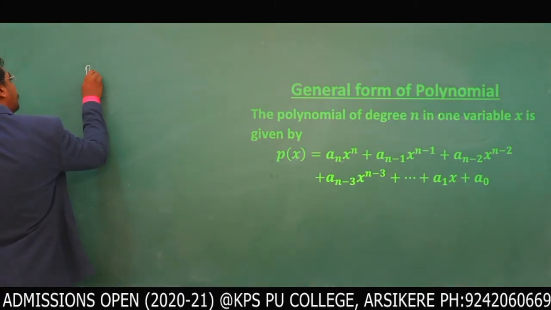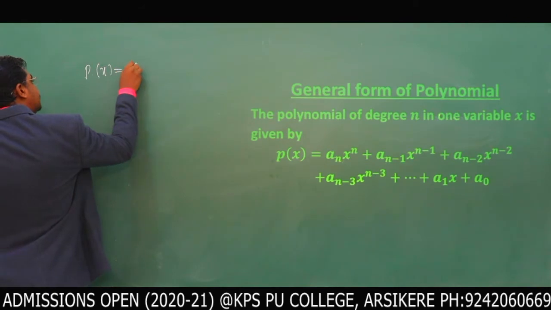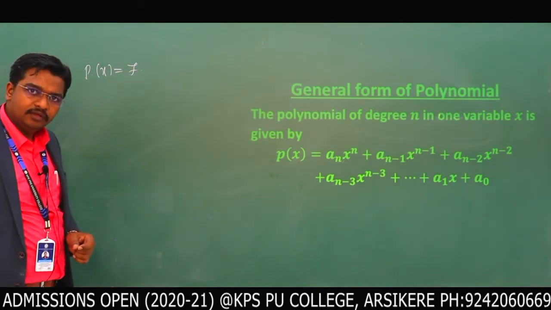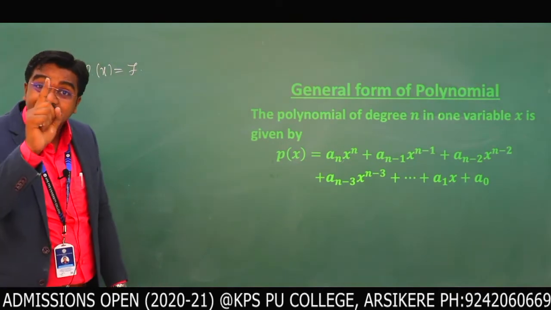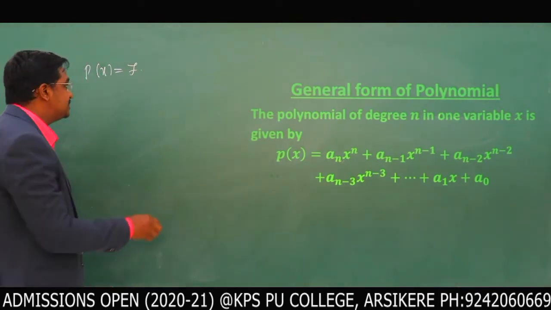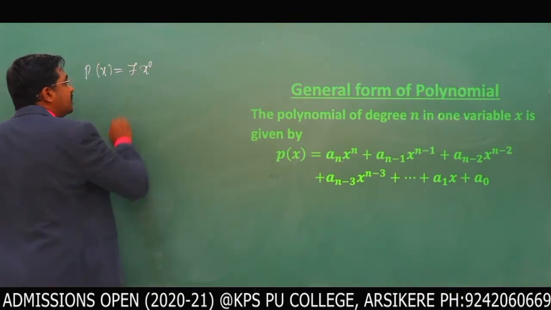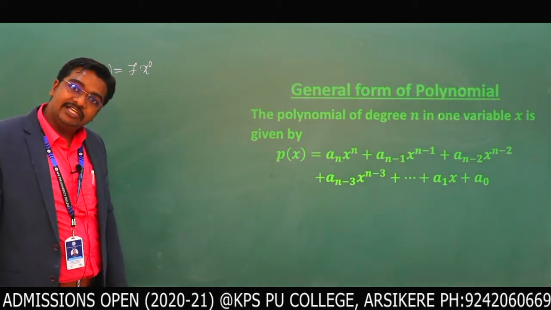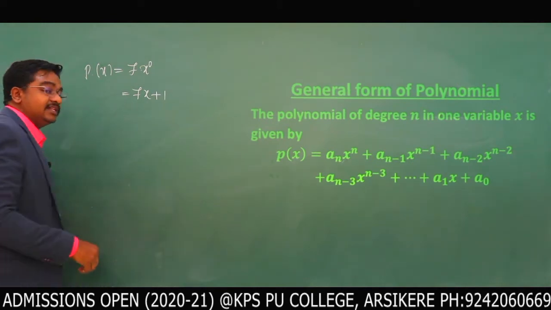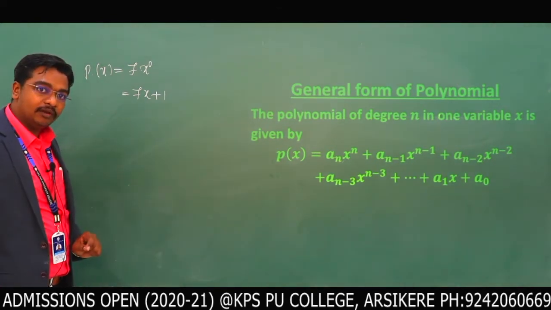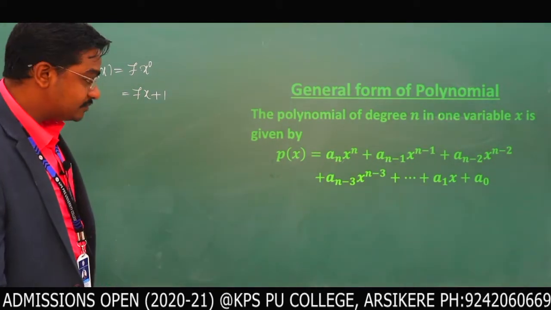So p of x is equal to 7. Here 7 is a polynomial. Yes, of course, 7 is a polynomial of degree, what is the degree there? You can write this as 7 x power 0. This is a polynomial of degree 0. If I extend this one here, 7x plus 1, this is a linear polynomial. Okay, so what about the terms here?